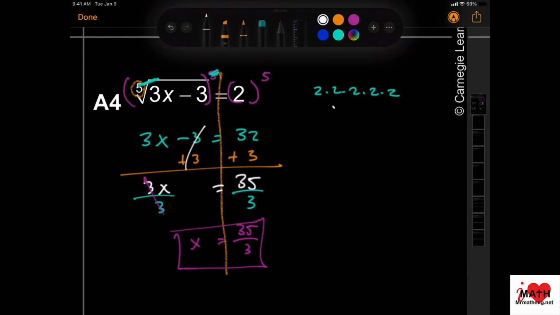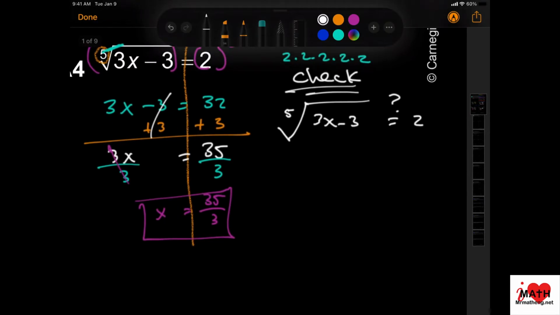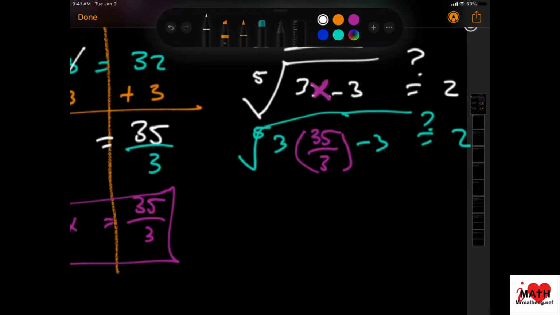Let's go ahead and take the original problem and check our answer. Fifth root of 3x minus 3 equals 2. And it's a question, right? Is it equal? So here with the x sign, I'm going to put in 35 over 3, minus 3. And here you can just make 3 a fraction by putting it over 1. 3 divided by 3 is 1. So you just have 35 minus 3 to the 5th root.